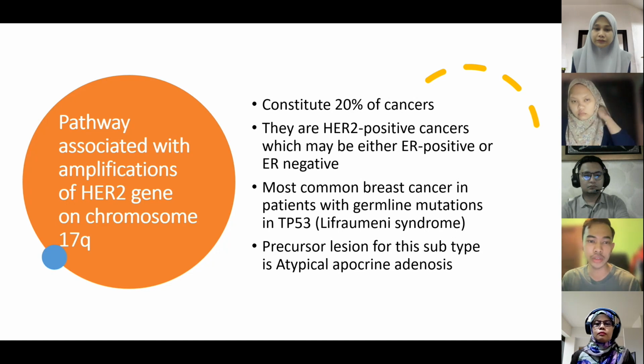The pathway associated with amplification of the HER2 gene on chromosome 17q constitutes only 20% of cancers. They are HER2 positive cancers, which may be either ER positive or ER negative. It is the most common breast cancer in patients with germline mutation in TP53. And lastly, the precursor lesion for this subtype is atypical apocrine adenosis.